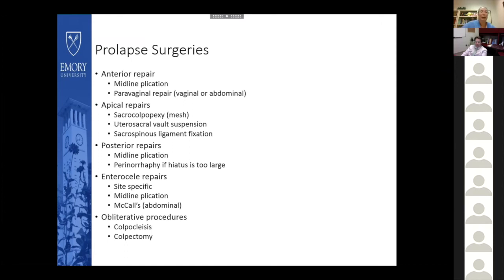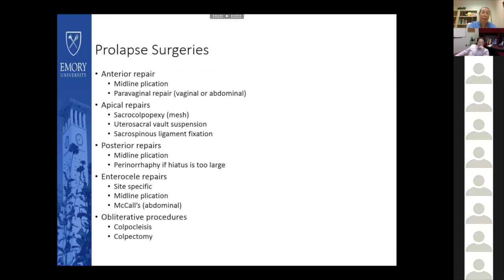So what are your prolapse surgeries? So if you're going to fix your anterior wall, you can do a midline plication. That's your just standard cystocele repair. You can do a paravaginal repair. You can do that vaginally or you can do that abdominally. A paravaginal repair is the lateral repair that uses the arcus tendineus fascia pelvis.